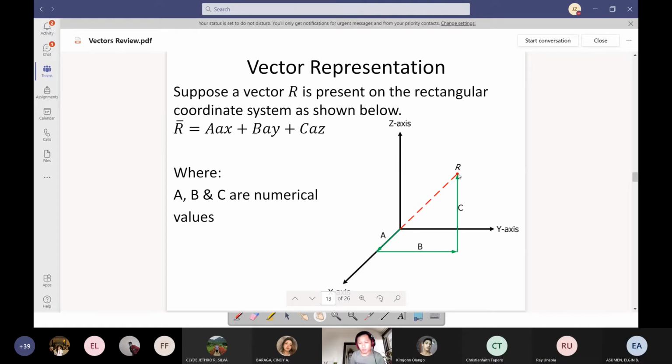So with this, for example, I have my vector r. This vector has three components. You have magnitude a along the x-axis, magnitude b along the y-axis, and magnitude c along the z-axis. Where a, b, and c are numerical values, these are real values. And ax, ay, and az are unit vectors.